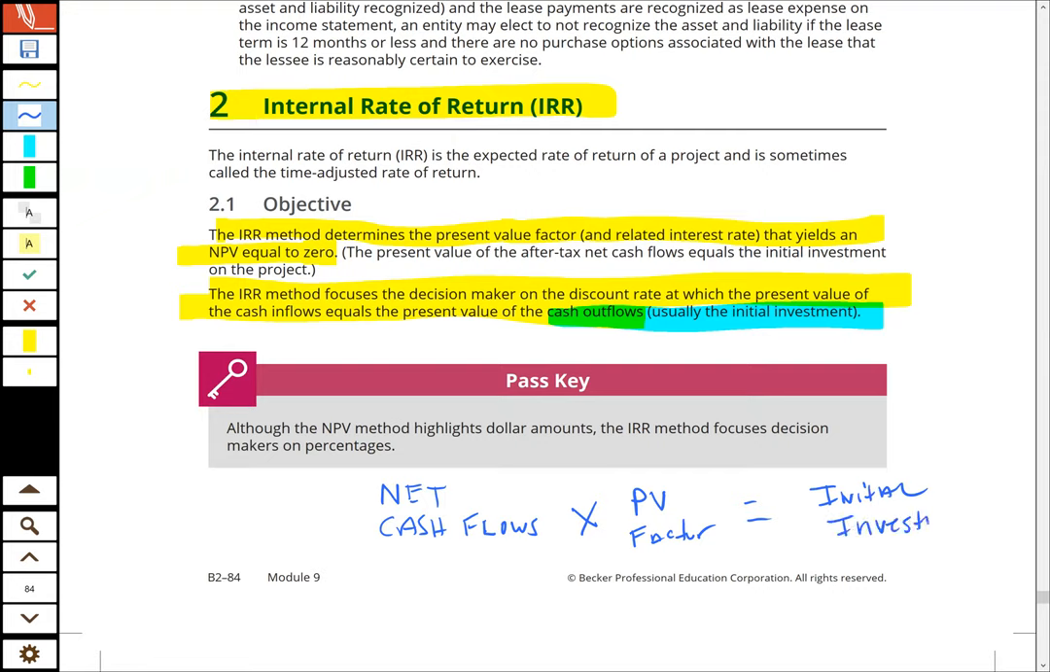If that's the case, think about it, guys. That's the same as saying that the cash flows, when you discount them, when you multiply by the present value factor, will equal the initial investment. So the way you'll come up with that present value factor, just doing the algebra, is to take the initial investment and multiply it by the present value factor.